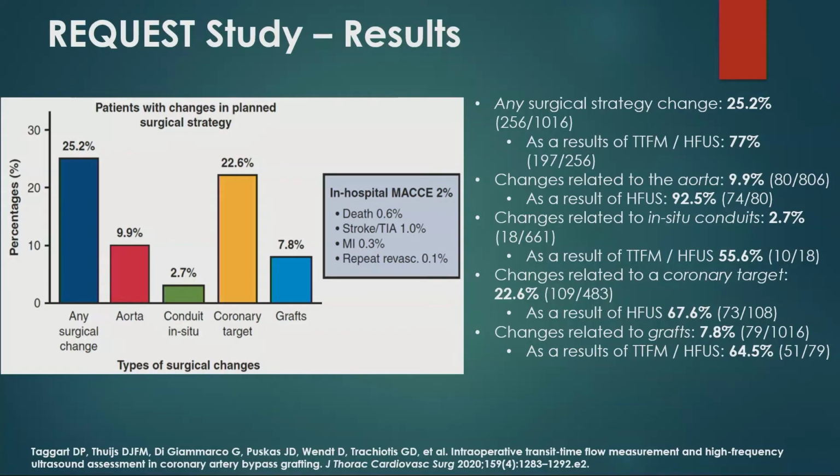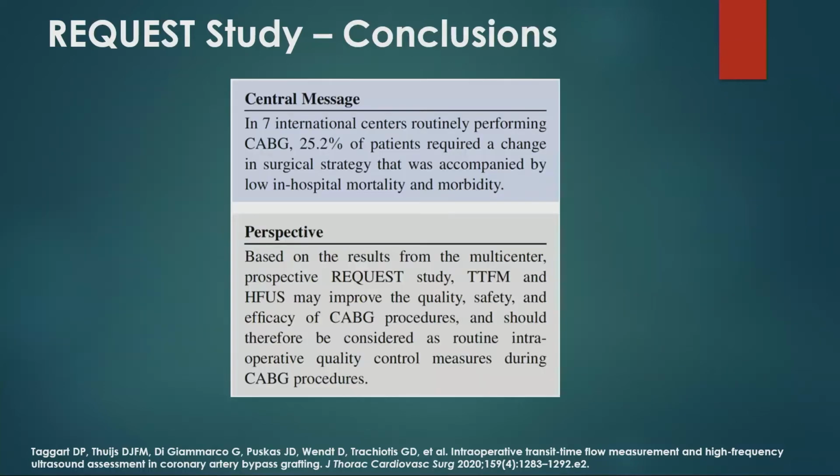Overall, there was a 25% change of planned surgical strategy, and this was broken down into changes to the aorta, conduit, coronary target, and grafts. It should be noted that of the changes made on the aorta, over 90% were driven by the use of the HFUS, and for the target coronary artery, it was a combination of TTFM and HFUS. So in general, 25% required a change of surgical strategy.